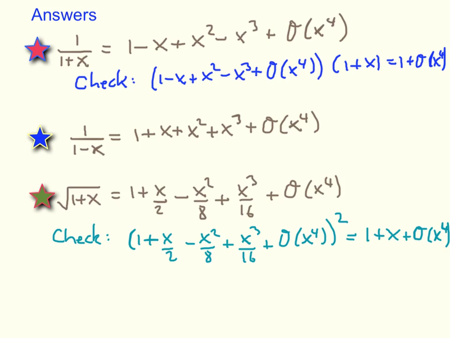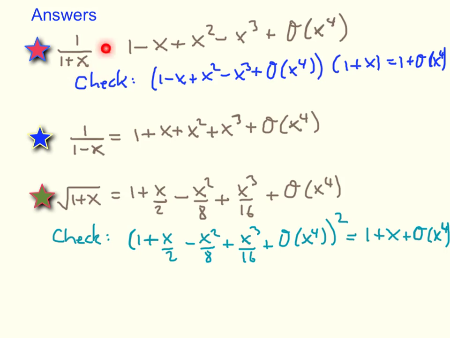And to check our work, we can take this expansion written here, multiply it by 1 plus x, and if you multiply this by 1 plus x, you get 1. So here we should also get 1, and we do get 1 plus terms of order x to the fourth that we have not calculated and do not know anything about.